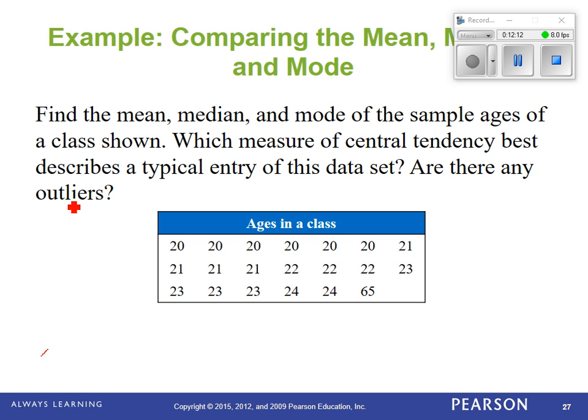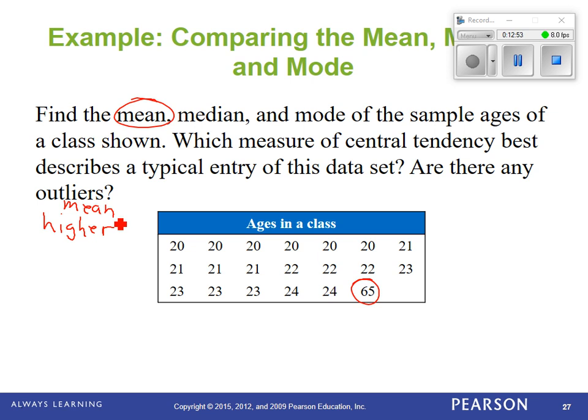Looking at this set of data, it says find the mean, median, and mode of the sample ages of class. Which measure of central tendency best describes a typical entry of this data? Are there any outliers? Just look at the data. 65. So when we look at the average age here, and we're not actually gonna figure it up, I'll let the slideshow do it here in a second. But when we look at the average age, what's that 65 gonna do to the mean? It's gonna make it higher, all right? So it's gonna make the mean a little higher. So probably the mean might not be the best way to look at it, because you got that one old person in this class with all those other people.